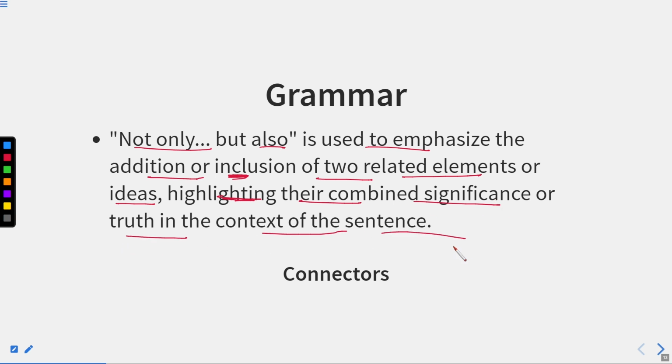So this is something very important about not only and but also, that whatever the two elements it is containing or it is including, they should be according to each other. It means one is somewhere related to the other, and that's why we are including both of them.